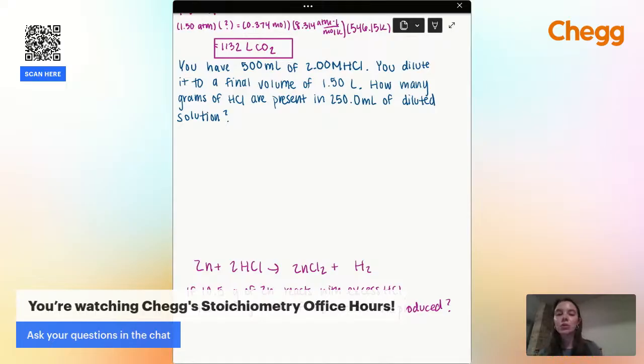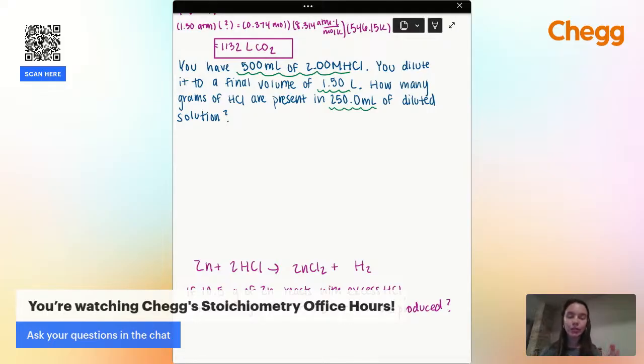Let's get started. We want to find what we're going to use. We're going to use this 500 milliliters of 2 molar HCl, and then a final volume of 1.50 liters. And then we're also going to need this number right here. All of our numbers most of the time are important, unless you have a kind of mean chemistry teacher and they try to trick you. But most of the time, numbers are super important.